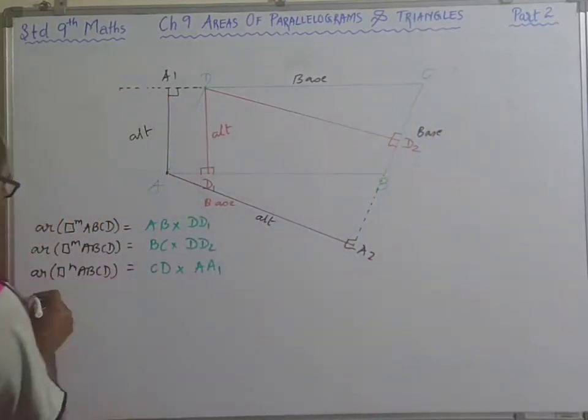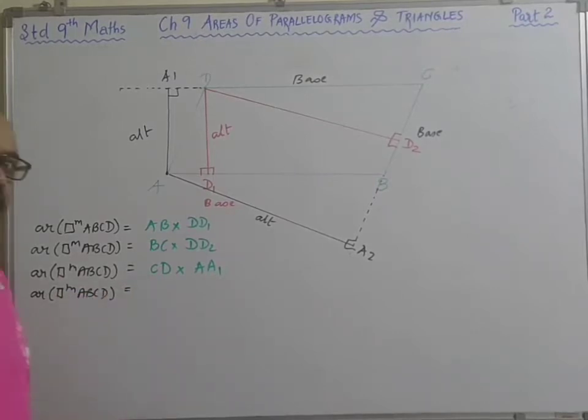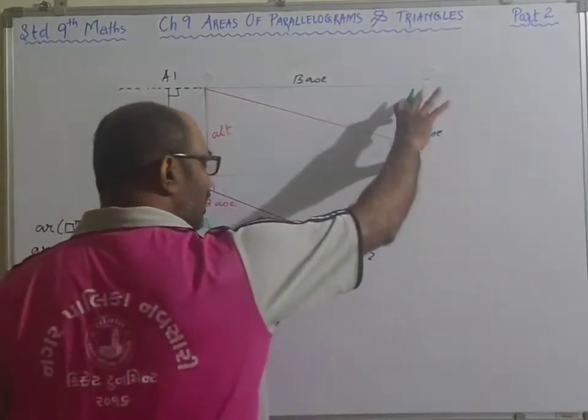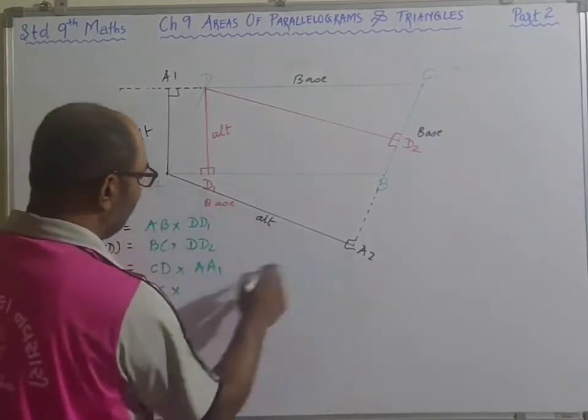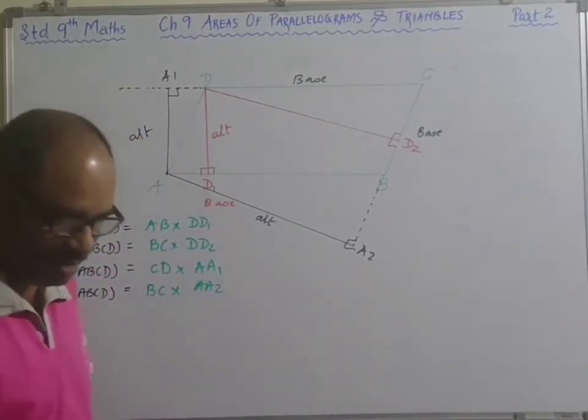That is altitude corresponding to base BC. So now again another formula. Area of parallelogram ABCD. What is the formula? Base into corresponding altitude. So which base we have considered in this case? That is BC into, what is the altitude? AA2. Are you getting me, children?